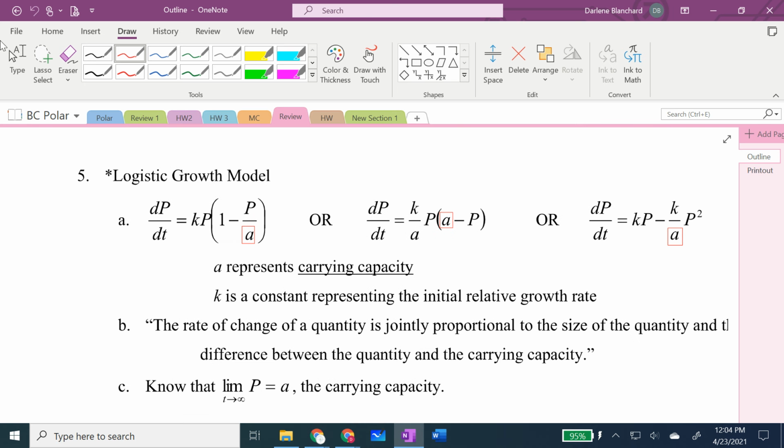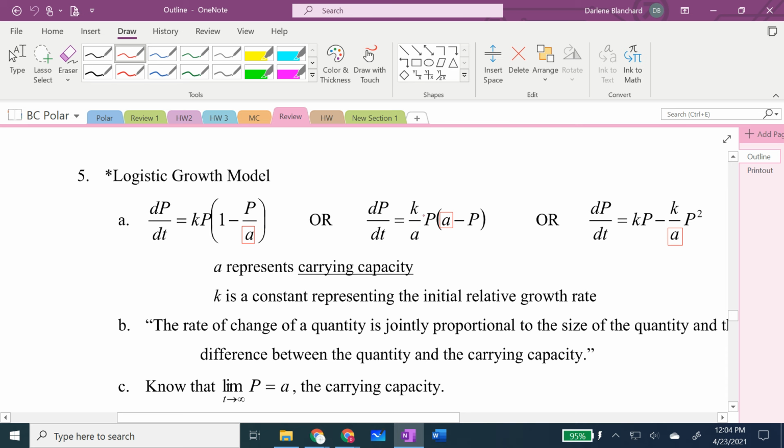If you notice that you have a number times P, the population, factored out, and you have the subtraction beginning with a 1, your carrying capacity is the number under population over here.